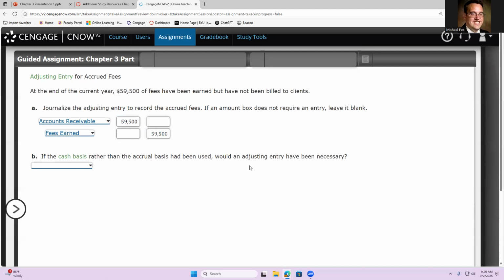And then the second question, if the cash basis rather than the accrual basis had been used, would an adjusting entry have been necessary? And the answer is no, because we would just not record any revenue until they pay us, which sounds easier. I don't have to worry about these adjustments, but it wouldn't be very accurate because we'd be showing things in months when we hadn't earned it.